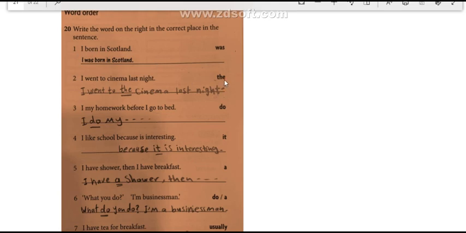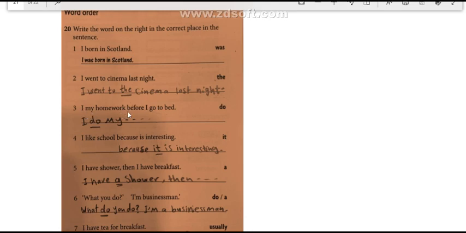Then we put the before the name, so I went to the cinema last night. Here we have cinema, a name, so we put the before it. I went to the cinema last night.